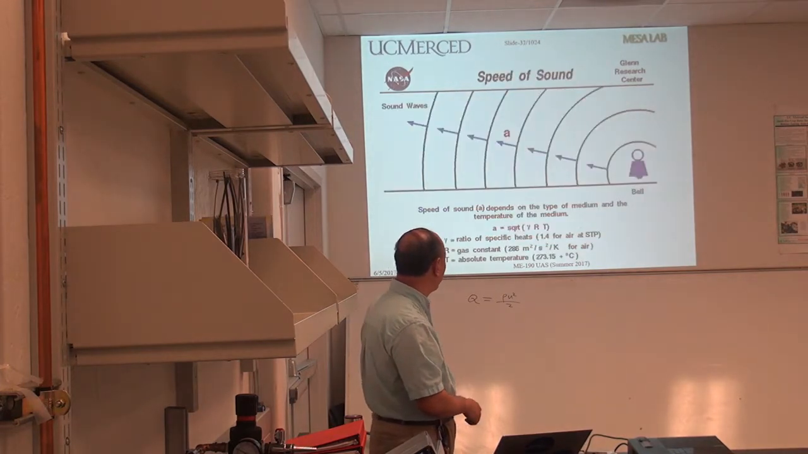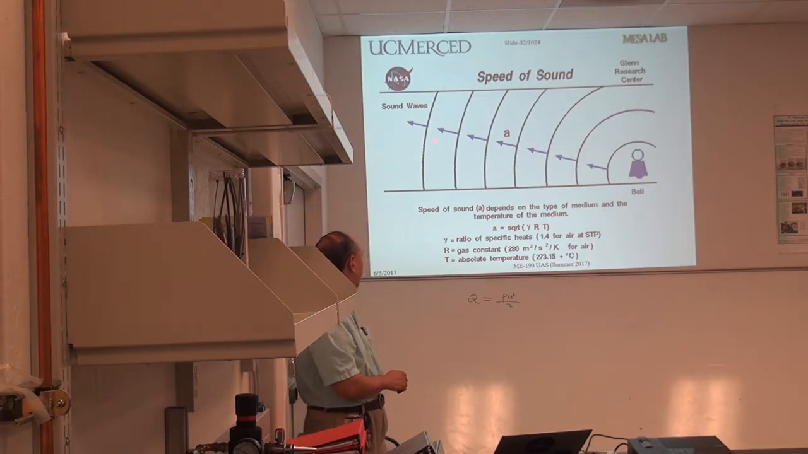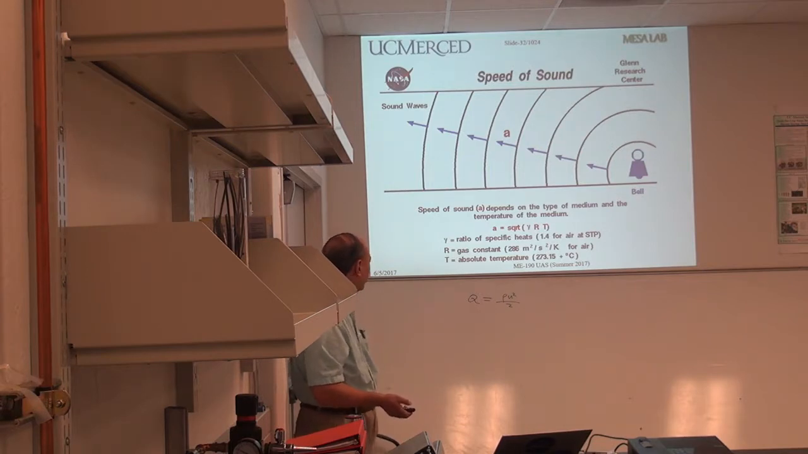A is called the speed of sound. We should understand what the speed of sound is. Sound will propagate in the air. It is the square root of gamma R T. Gamma is the specific heat ratio, then R is the gas constant for air. So it's basically linked to the temperature, the absolute temperature.